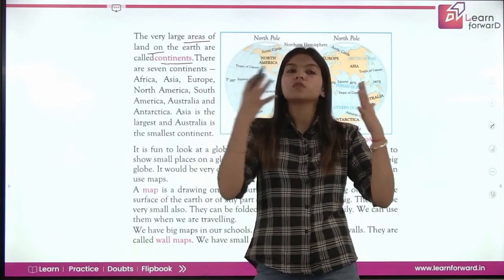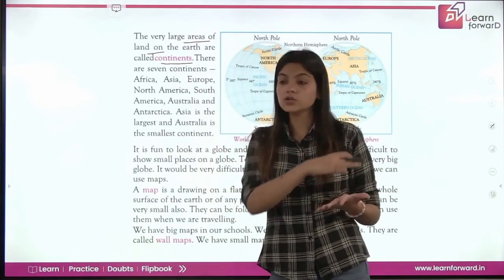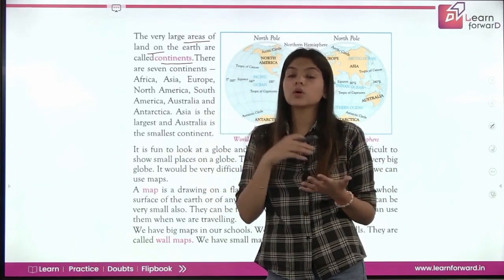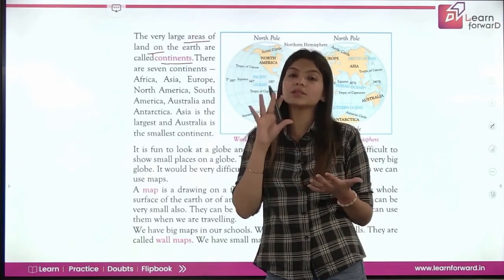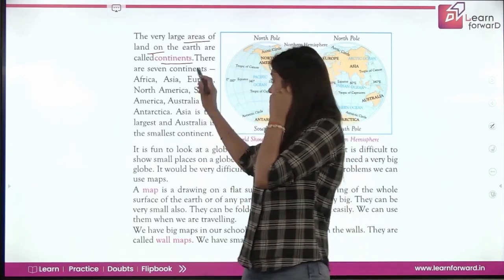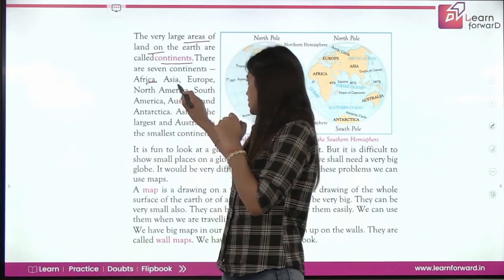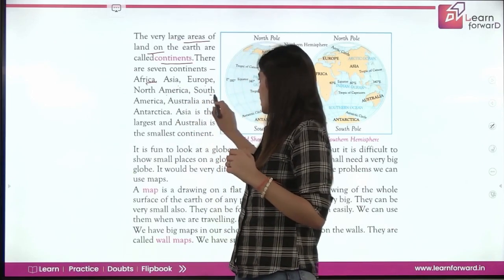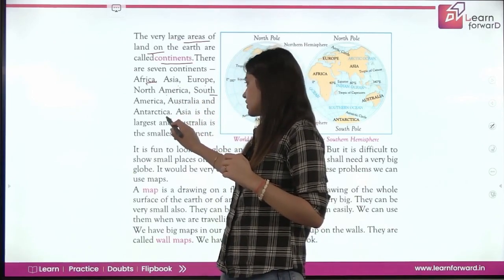Continents are the parts of the land where you reside. This place is on a continent. There are 7 continents. First is Africa, Asia, Europe, North America, South America, Australia and Antarctica.